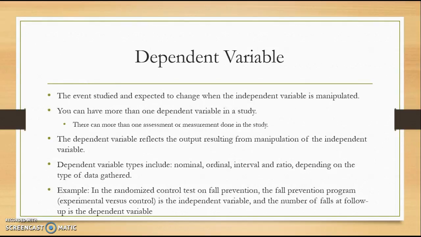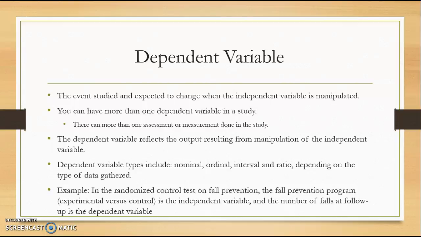Dependent variables are the events studied and expected to change when the independent variable is manipulated. And you can have more than one dependent variable in a study. The dependent variable reflects the output resulting from manipulation of the independent variable. Dependent variable types include nominal, ordinal, interval, and ratio, depending on the type of data gathered. Interestingly enough, you can have more than one dependent variable.